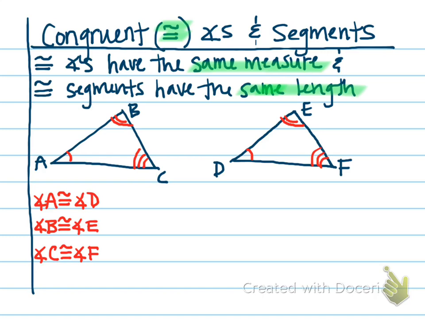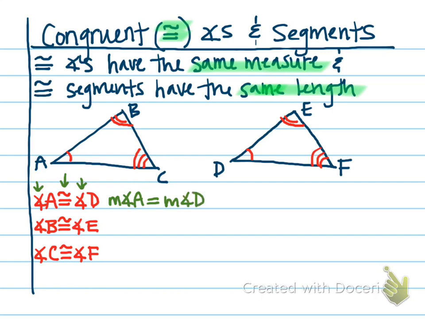Now, if we were to talk about the actual measures of those angles, so now we're not talking about the picture anymore, we're talking numbers, we would change those congruent symbols right here to equal signs. And then in front of the two angle symbols, we would put an M to represent the measure. So if we look at that first statement, angle A is congruent to angle D, which describes the picture, and we want to now talk about numbers, we would change it to look like this. The measure of angle A equals the measure of angle D.